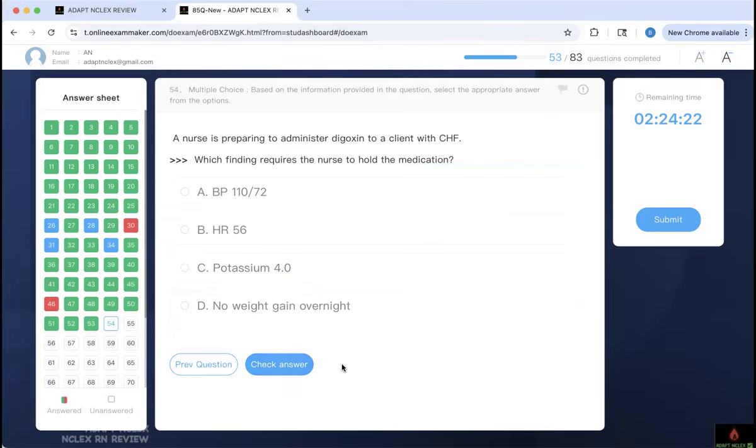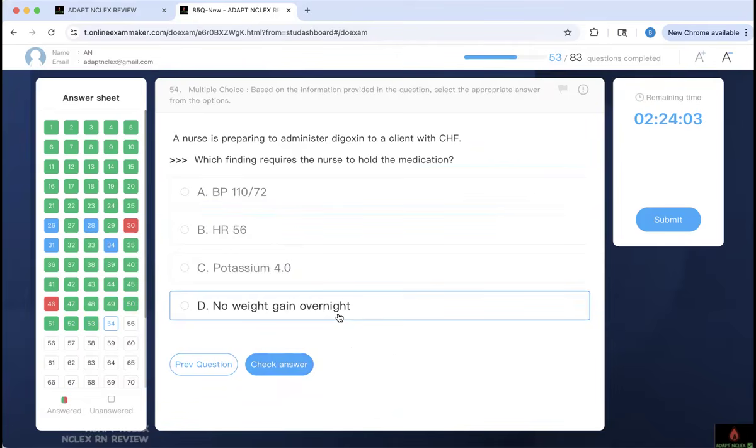The nurse is preparing to administer digoxin to a client with CHF. Which finding requires the nurse to hold the medication? Blood pressure 110/72, heart rate of 56, potassium 4, no weight gain overnight. That means there's no fluid overload.